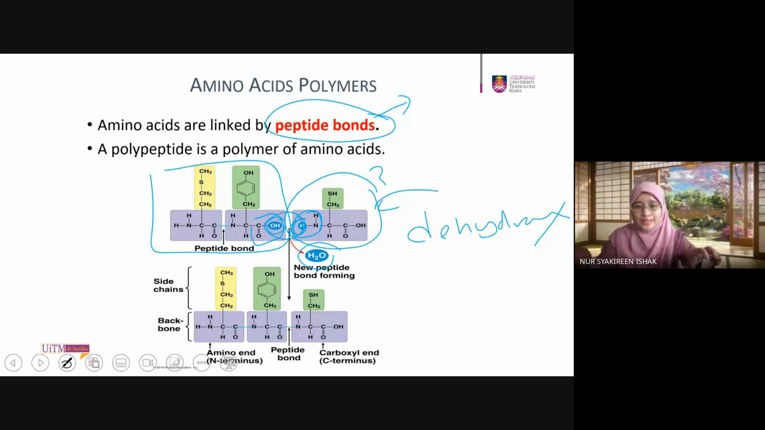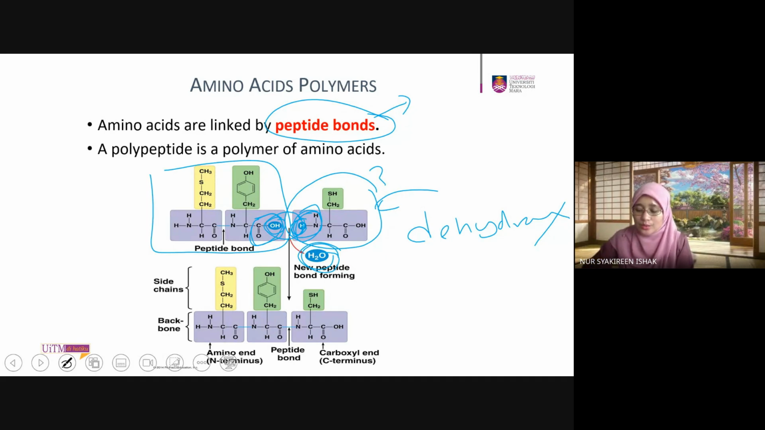For each peptide bond formed that attaches amino acids together, it releases a water molecule. So if you need to add another amino acid, it also releases a water molecule. Again, the formation of the peptide bond also involves the release of a water molecule. So remember, for the formation of a peptide bond, the carboxyl group releases the OH, and the amino group releases the hydrogen atom.